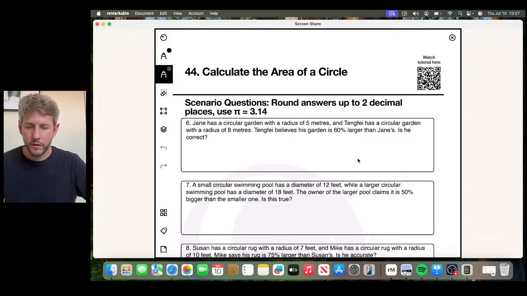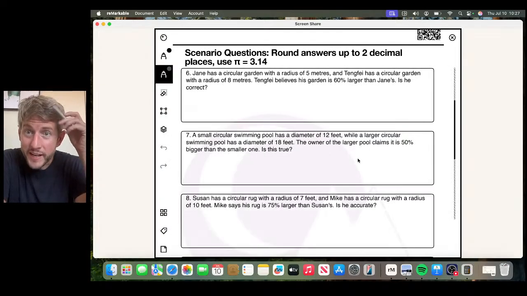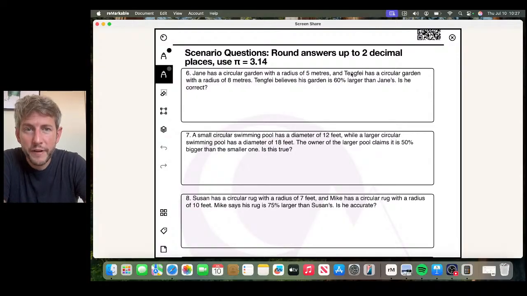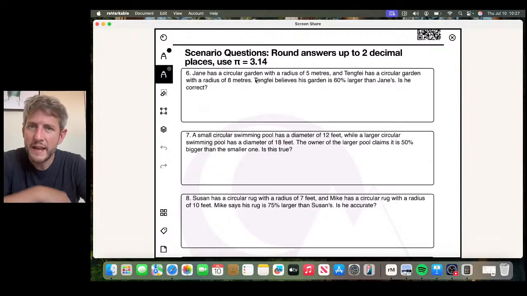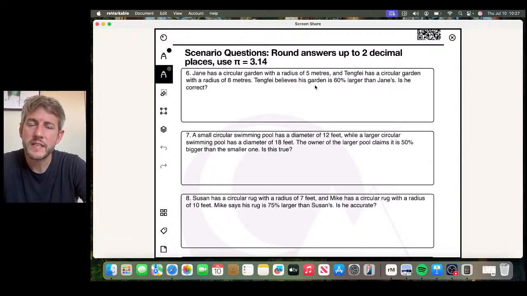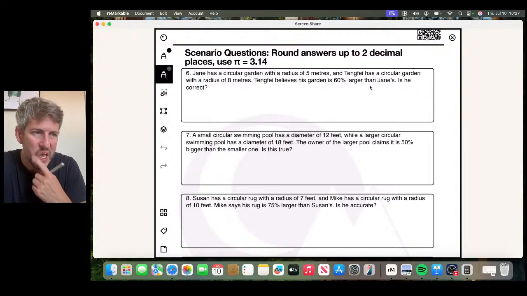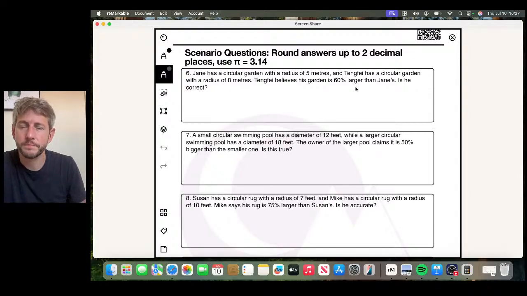So we've got here Jane has a circular garden with a radius of 5 metres and Teng Fei has a circular garden with a radius of 8 metres. Teng Fei believes his garden is 60% larger than Jane's. Is he correct? Okay, so let's work out Jane's garden plus 60% and then we will go from there.